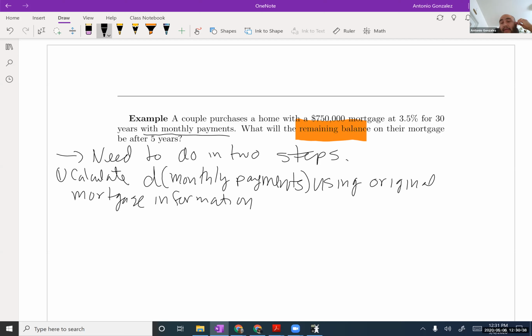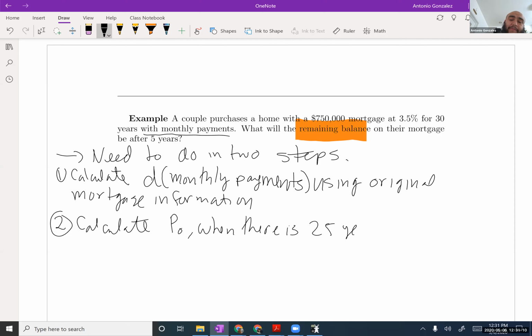All right. In both of these steps, I'm going to use the exact same formula, still the loan formula. I'm just interpreting the problem in different ways. So that would be the first step. After that, the second calculation, I would calculate P0, because it's going to be different than 750,000. Calculate P0 when there are 25 years left on the loan.